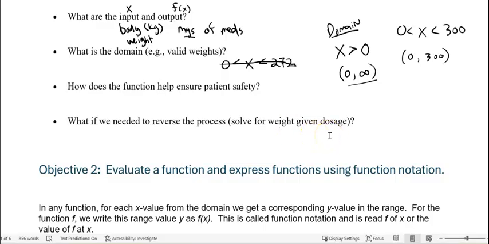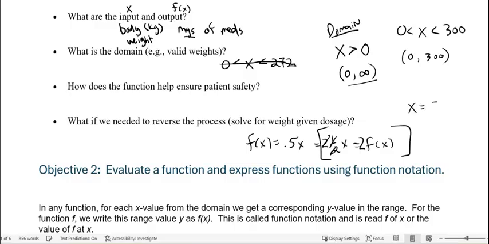Here's an interesting one. What if we needed to reverse the process, solve for weight? So I have f of x equals 0.5x. What if we wanted to rewrite the function? Well, what you'd have to do is solve for x, right? Reverse the process. So 0.5x is equivalent to 1/2 x. Then I can multiply both sides by 2, do a little bit of algebra here, and that solves for x, right? 2 times 1/2 is 1. So x would be 2 times f of x, where f of x is the milligrams.